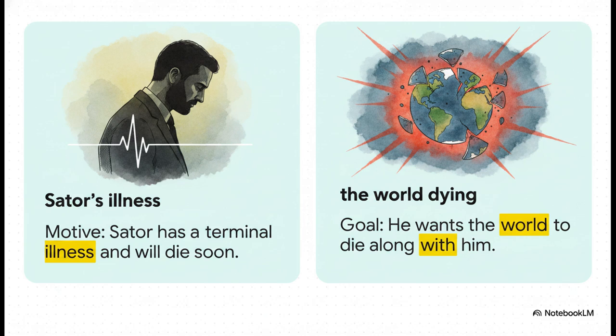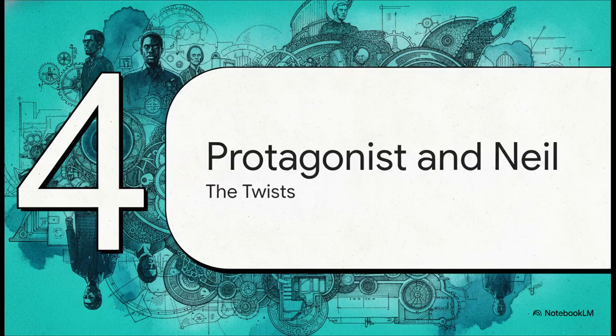But here's the kicker about his motivation. It is shockingly petty. Sator has a terminal illness. Instead of fading away peacefully or trying to leave a positive legacy, he selfishly decides that if he has to die, he's taking the entire world with him. He basically views himself as a god, deciding that reality itself should end the exact moment his own heart stops beating. As we peel back the layers here, we hit the biggest mind-bending twists of the whole story.